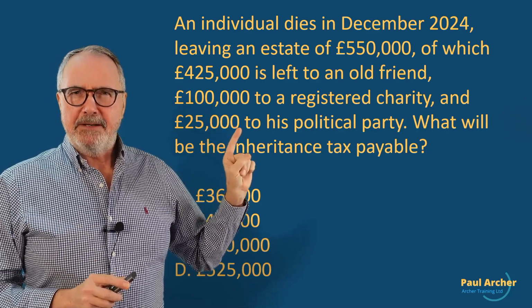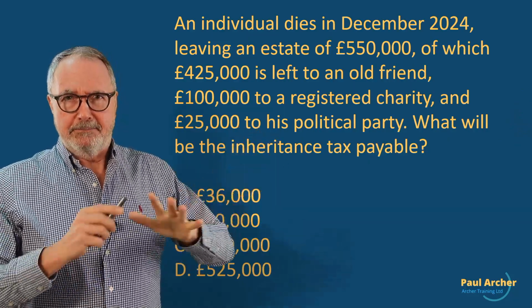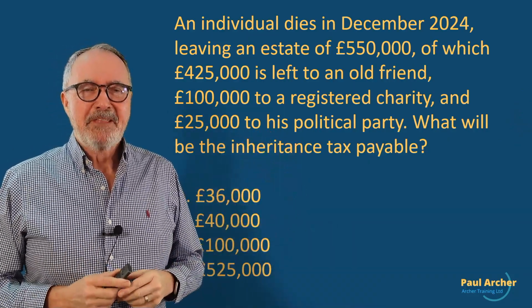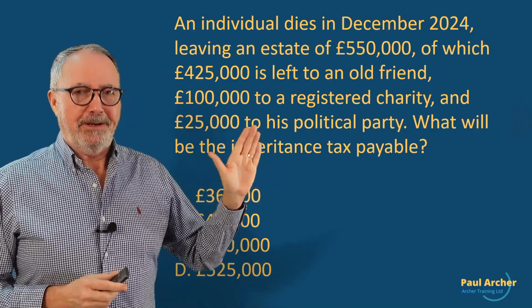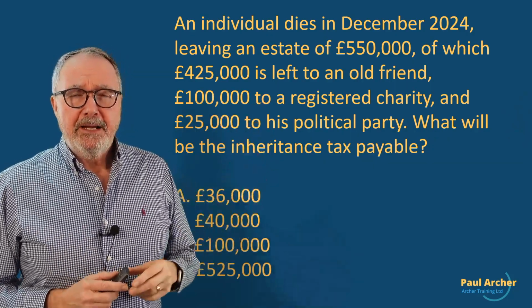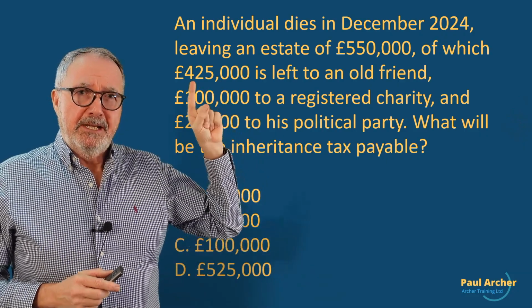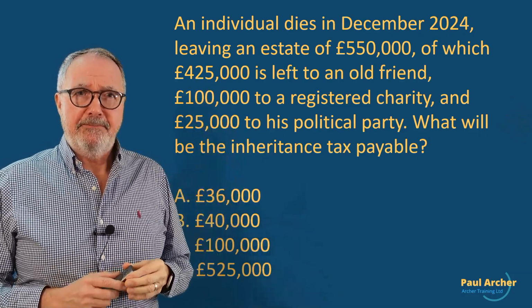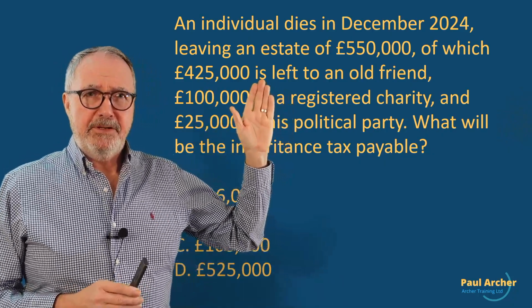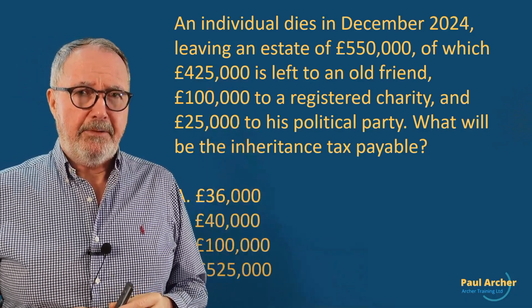I think they have to have a couple of MPs, so I don't know if Reform Party count, and they have to be a proper political party, not one you just set up for the purposes of gifting money to. But anyway, you give it to whichever party you want. I don't want to get into politics. But a registered charity, you can give money away, and that is also exempt. So the only bit that's actually liable to inheritance tax is the £425,000 to an old friend. So therefore the revenue will look at £425,000 and work out the IHT bill on that one.